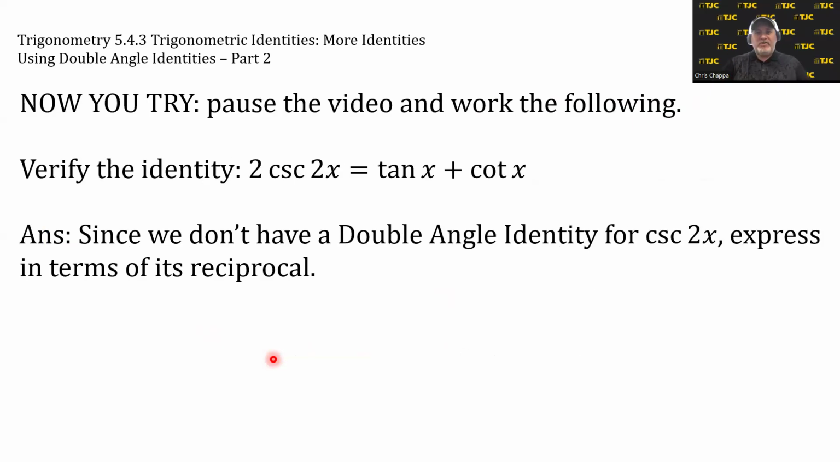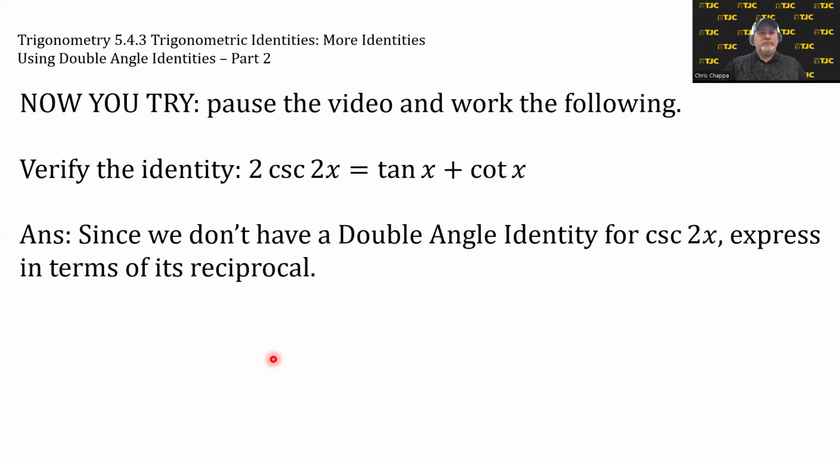Now you try. Pause the video and try to work the following. Verify the identity: 2 cosecant of 2x equals tangent x plus cotangent x. This first part of the answer wasn't supposed to be there, but pause the video and give it a try. If you haven't paused the video yet, here's your warning. Here comes the solution.